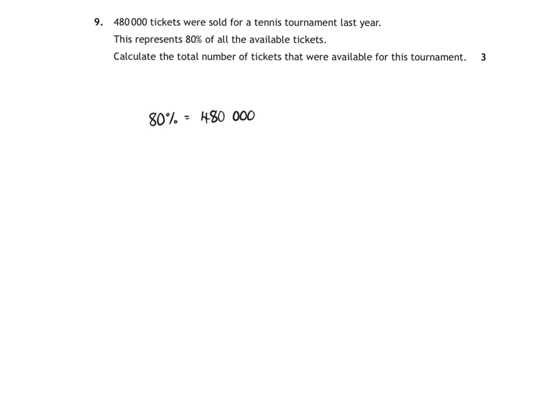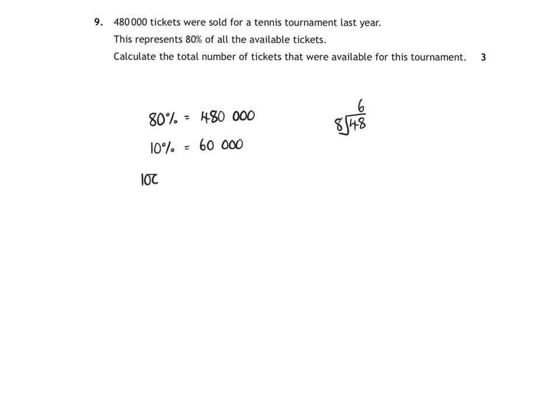So for this one, the easiest place to go is probably to go to 10%. You'll sometimes see you can go to 1%, you could go to 20%. It just depends on the numbers you've got. But for here, 480,000 divides quite nicely by 8. So if we divide 48 by 8, we know that's going to be 6. So we're going to get 60,000 is 10%.